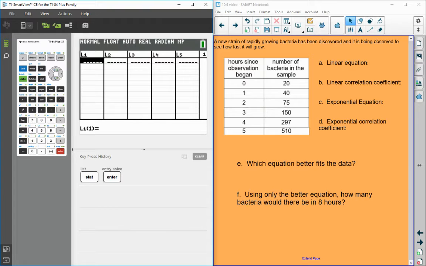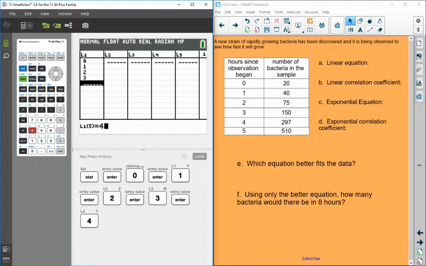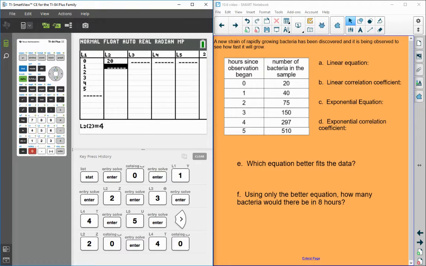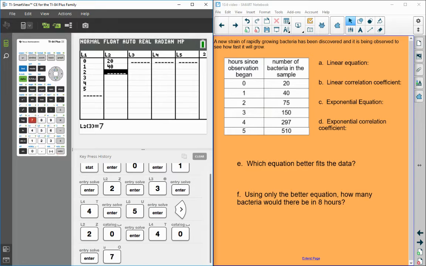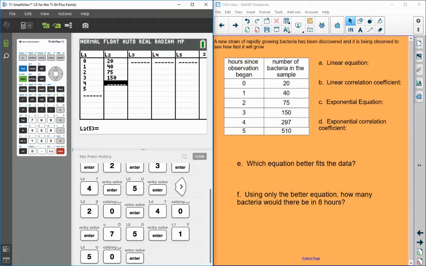Okay, so I'm going to go to Stat and Edit, and I'm going to put in list 1: 0, 1, 2, 3, 4, and 5. Okay, I'm going to go over to list 2: 20, 40, 75, 50. If you have a calculator, you should be doing this with me.